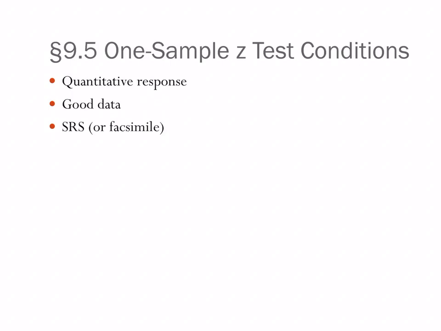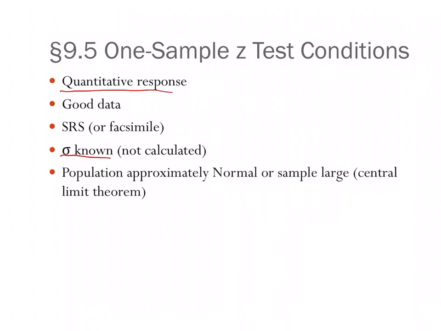One-sample z-test conditions. Some conditions should be met anytime you're doing sample collection and running a z-test. You want quantitative responses. It's not going to work very well if you have qualitative responses. You want good data; remember, garbage in, garbage out. You want an SRS, and you want a known standard deviation of the population. If you don't know it, we'll go over what you do later in the book. The population should be approximately normal, or the sample size large enough.